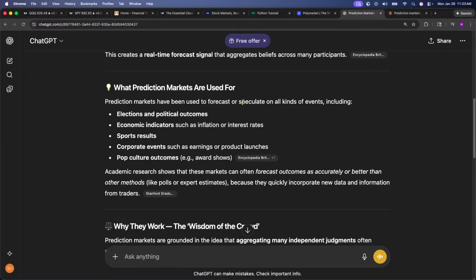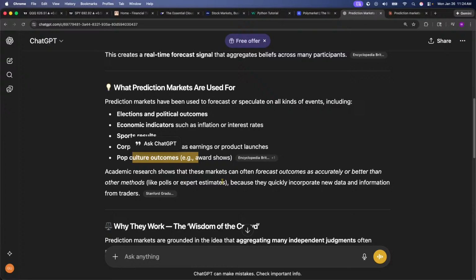Prediction markets have been used to forecast and speculate about all kinds of different events, including elections and political outcomes, economic indicators such as inflation and interest rates, and sports. This is the FanDuel, but for current events. So a FanDuel for current events, is that a good way to say it, for prediction markets? Corporate events, you can bet on earnings and product launches. That's crazy. Pop culture outcomes.